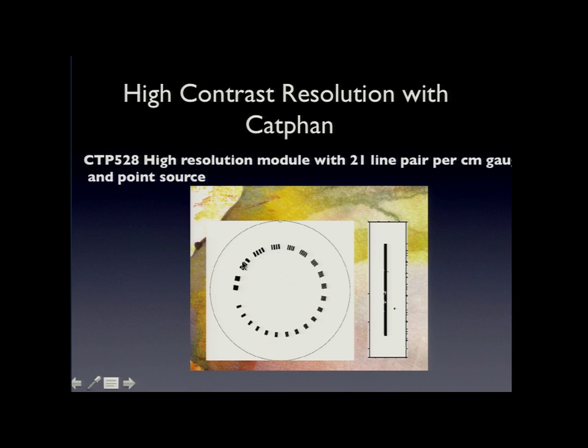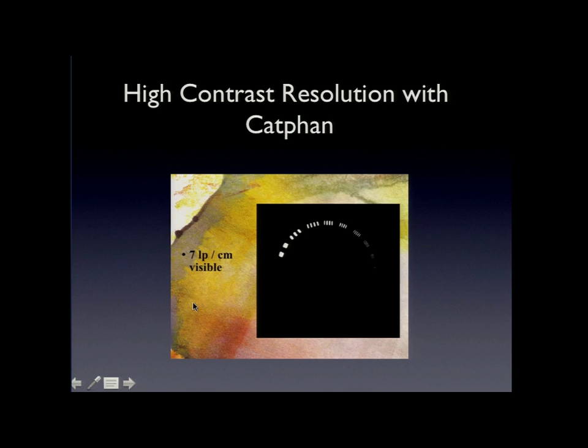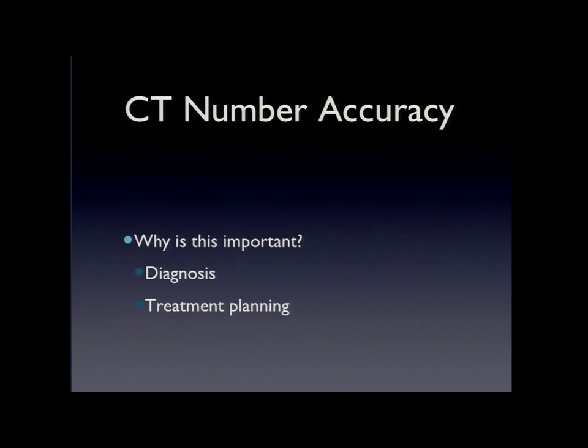And this is the high resolution module for the Catphan, and it just shows it's got a lot more options to choose from, and that's just showing the side view of what it looks like. But here we get 7 line pairs per centimeter. So you just window and level to make sure you get what you get, and then make sure it passes the criteria that you established.